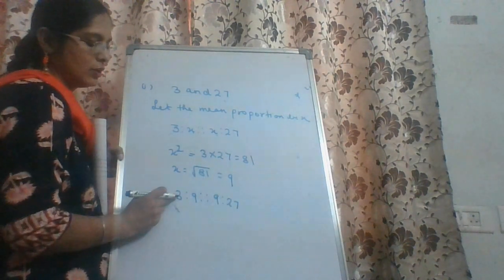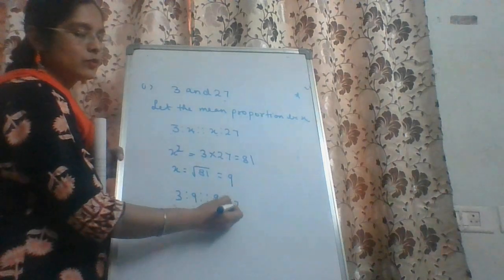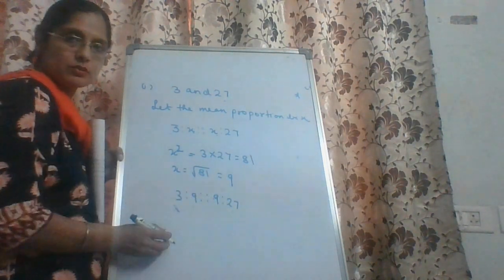You can check your answer also. 3 is to 9, if you simplify it, you get 1 is to 3. 9 is to 27, if you simplify, you get 1 is to 3.